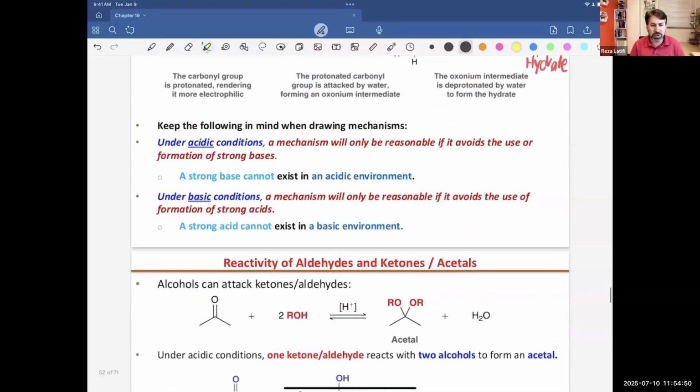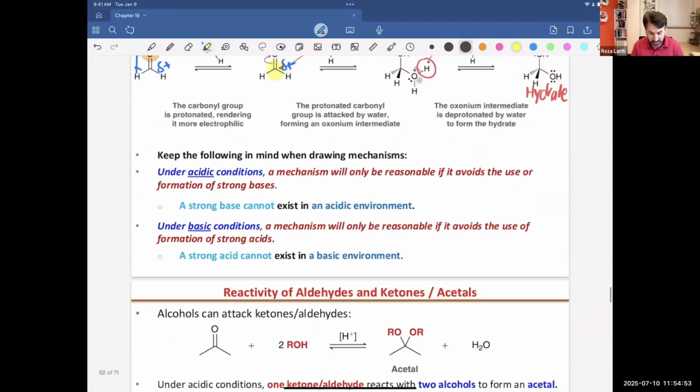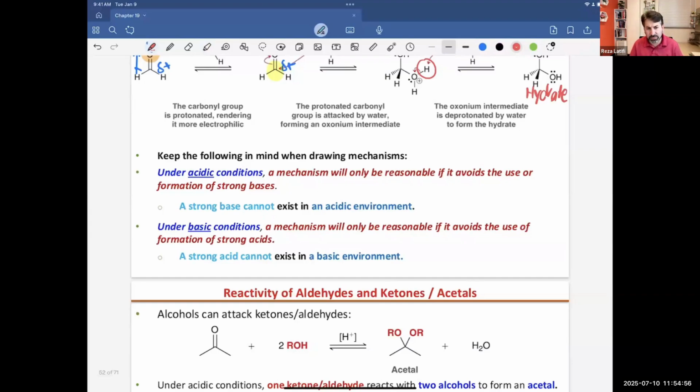Now, I mentioned this one before. I said when you are dealing with basic condition, keep this one in your mind. In basic condition, the charge can be only 0 or negative. If it's basic, it will be either 0 or -1. If it's acidic, charge cannot be negative. It can be either 0 or +1.